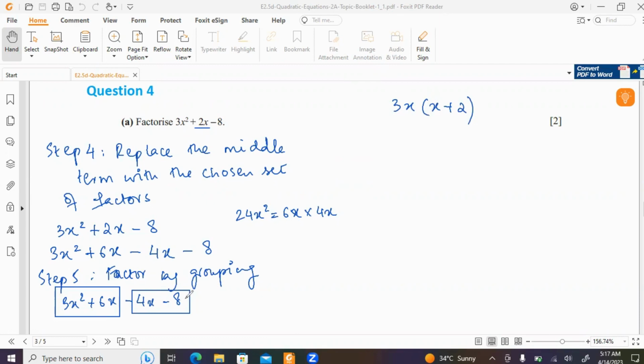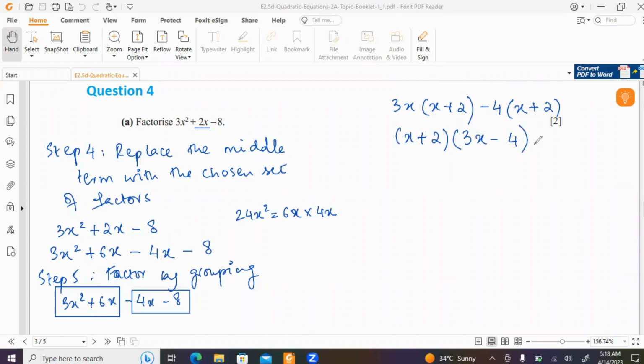Similarly, between negative 4x and negative 8, we have 2 common. We do have 2 common as well, but it's better to take the higher number. So negative 4, and inside it's going to be x plus 2 as well. Now between 3x and negative 4, we have x plus 2 common now, so we take that common. And in the second bracket, we have 3x minus 4.